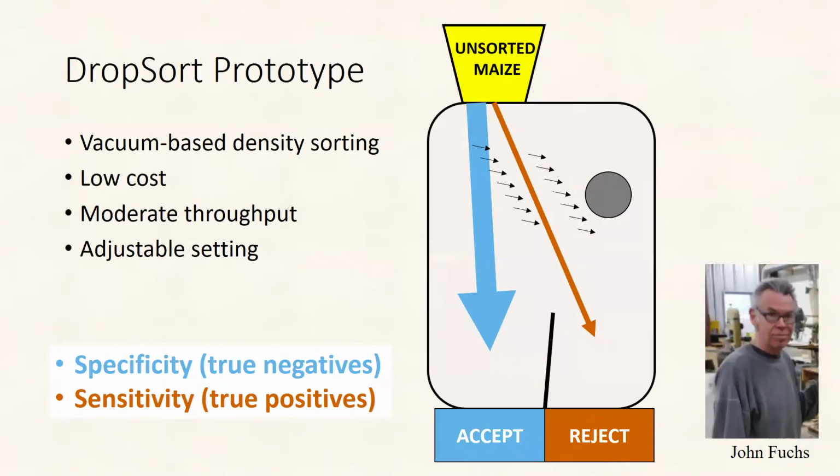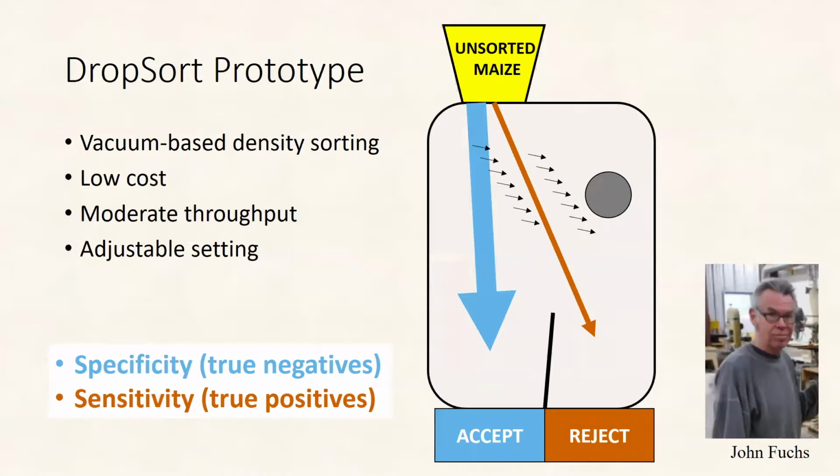So if you look at this cartoon of how it actually functions, you drop your unsorted maize, it drops 1 by 1 down. A less dense kernel will be more likely to fall towards the right side and land in your reject bin, where there's less dense kernels, which are putatively more toxic, whereas denser kernels are more likely to stay on the left side and land in your accept bin.